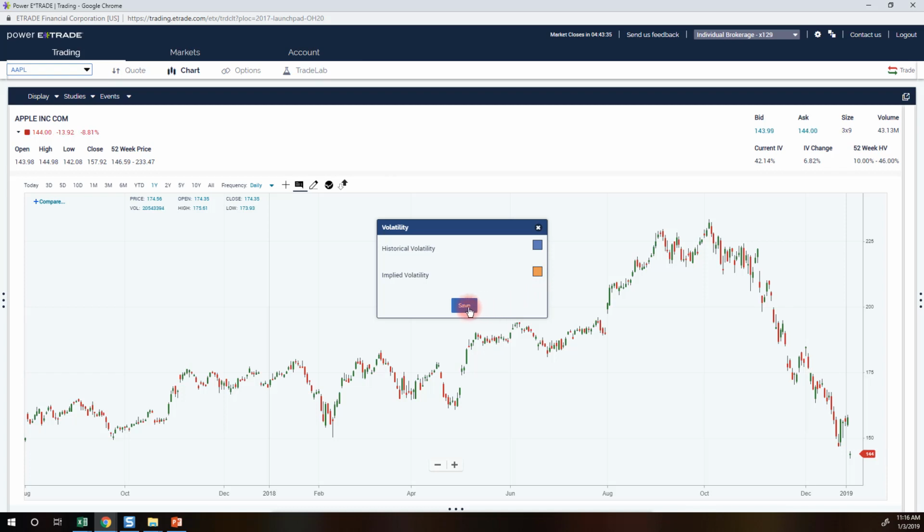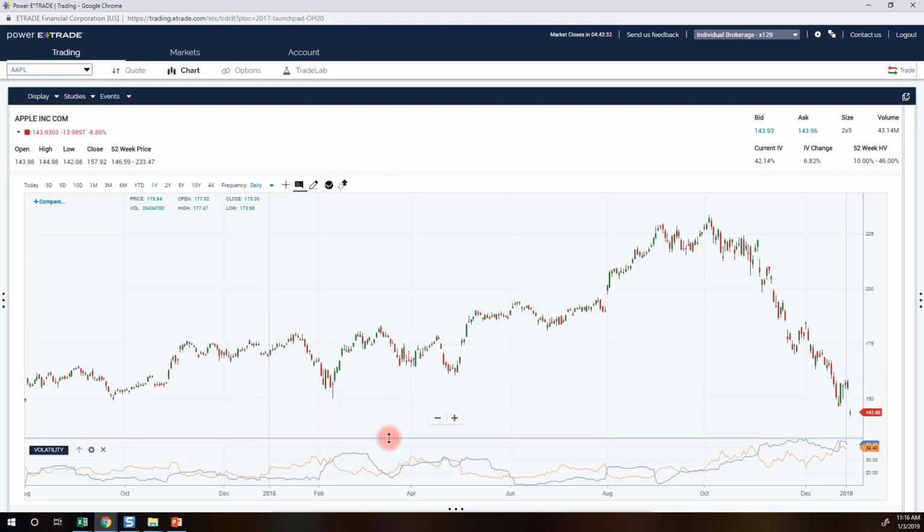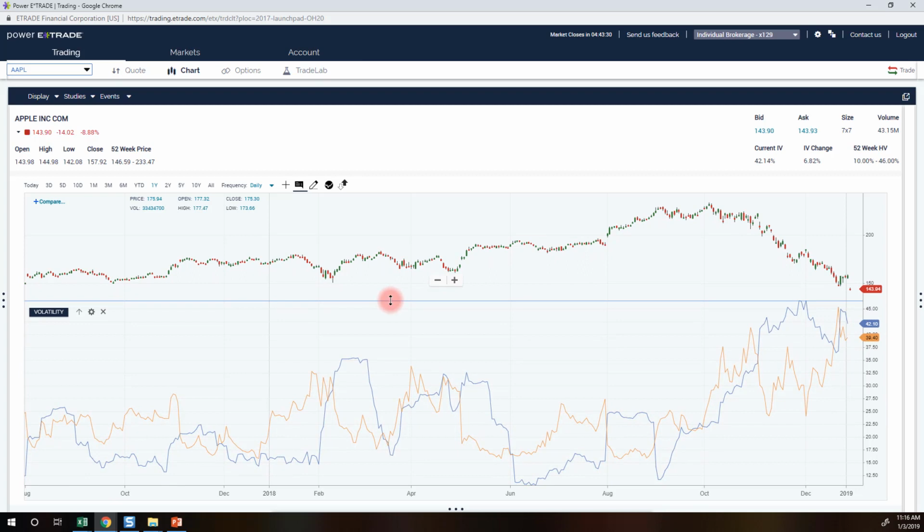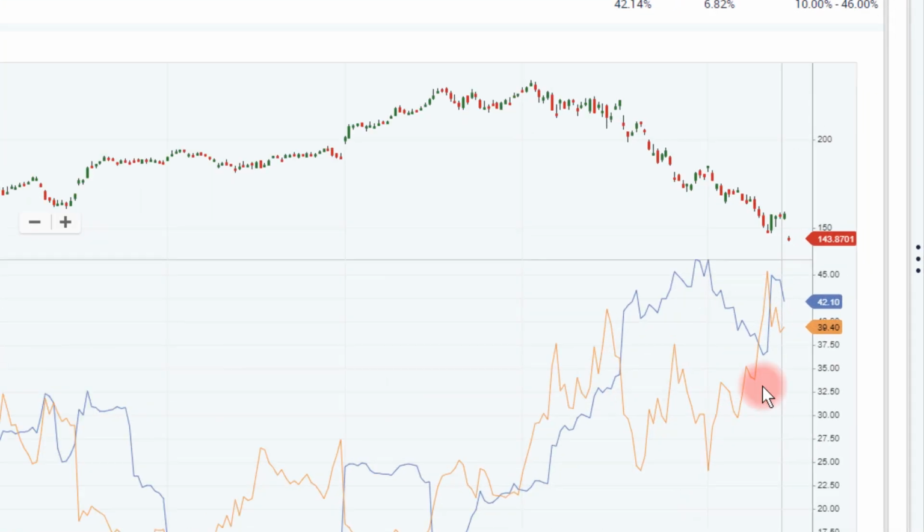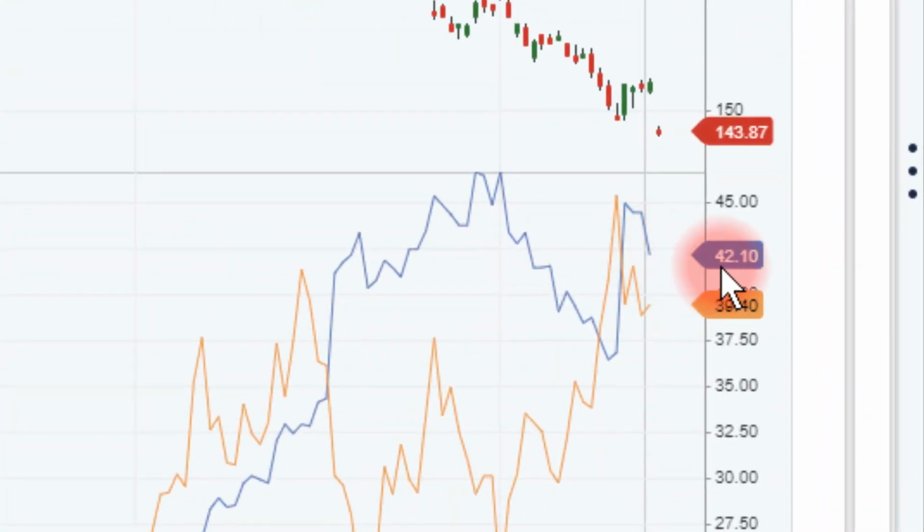So once we choose save, I'm going to lift this up a bit. We're going to get a nice graph down here. So remember that the blue line is the actual volatility of the stock. If we look all the way over here to the right, you can see that the stock is trading at about 42% volatility. This is measured over a 30-day period. However, the implied volatility on the orange line is about 39.4.